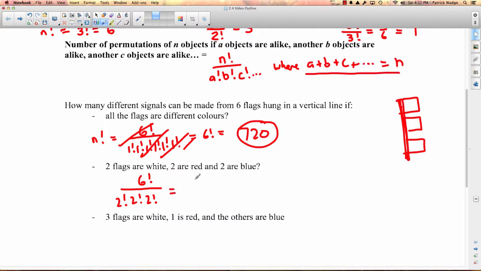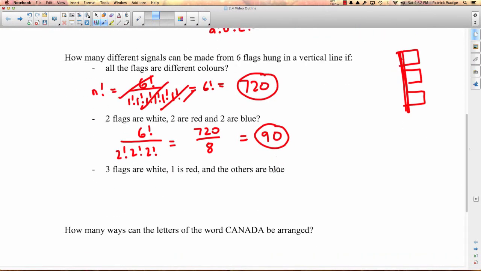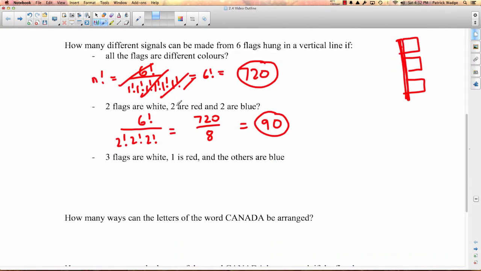Okay, so 6 factorial is 720, and then 2 factorial is 2 times another 2 times another 2, so you end up with 8 on the bottom, and 720 divided by 8 is 90. 90 different ways you could arrange the flags if 2 are white, 2 are red, and 2 are blue.